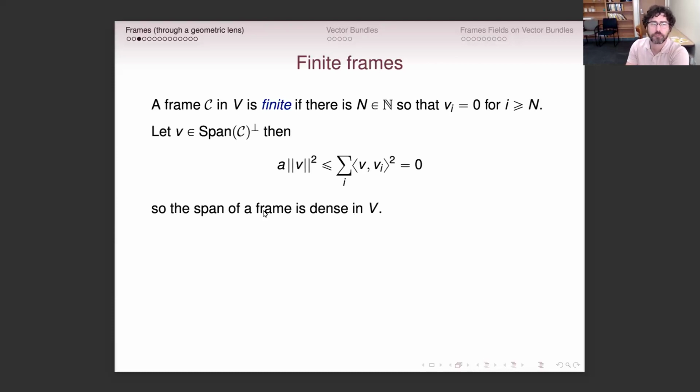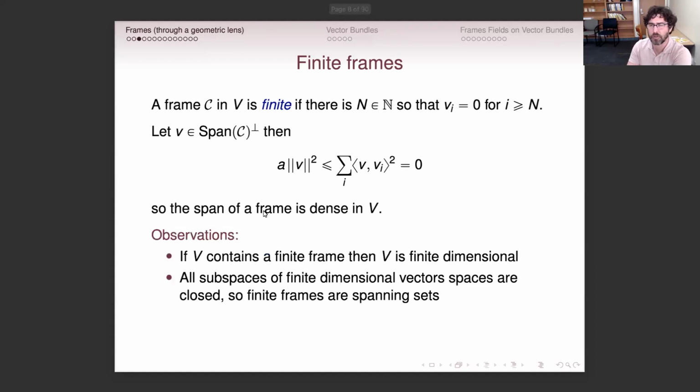If you have a finite frame and you pick a vector that's in the perp of the span, then your frame inequality, the lower one, is telling you that the length of that vector had to have been zero. If you unpack what that means, the span of your vectors has to be dense in your Hilbert space. And so a couple of quick observations. If I have a Hilbert space with a finite dense subset, that ought to mean that it's going to be finite dimensional.